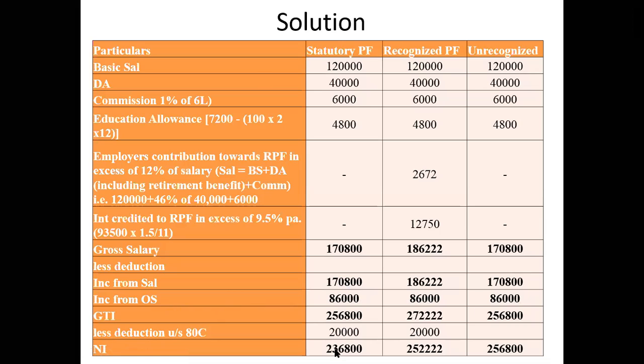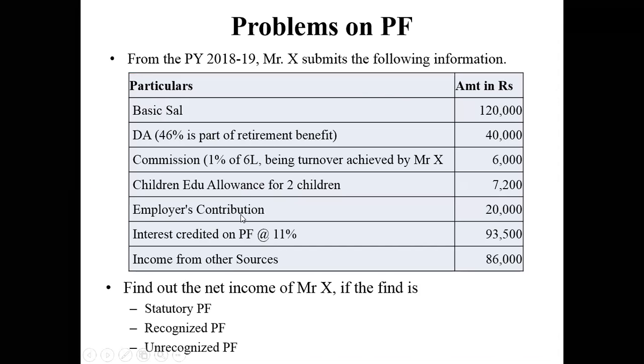Okay, now less deductions. Can you see here less deductions under section 80C? All of you are able to see this? Now, from where did I get this 20,000 rupees? Because in the problem it is nowhere mentioned 20,000 rupees. From where will I get this? From where did I get this 20,000 rupees?